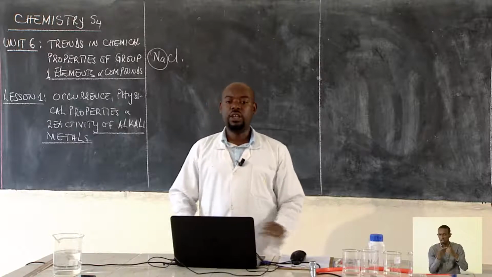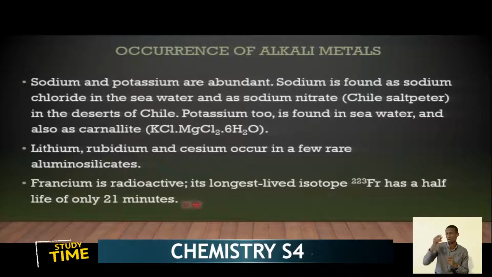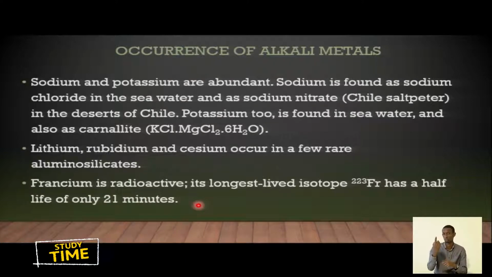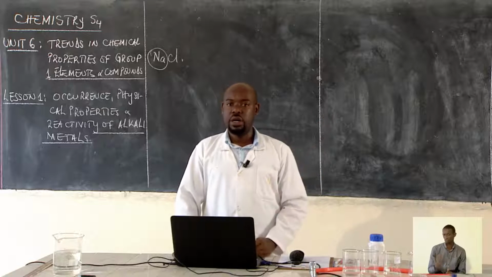So if you have, for example, 200 grams of francium-223, after 21 minutes, you will be remaining with 100 grams only. And after 21 minutes again, you will be remaining with 50 grams, and so on. So that is the meaning of half-life. That is, in brief, the occurrence of the alkali metals.